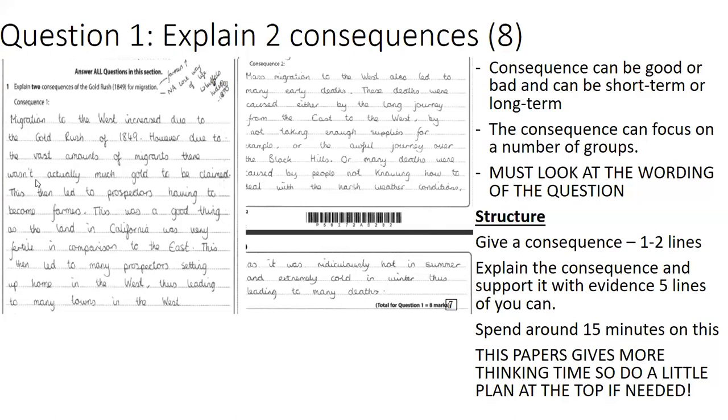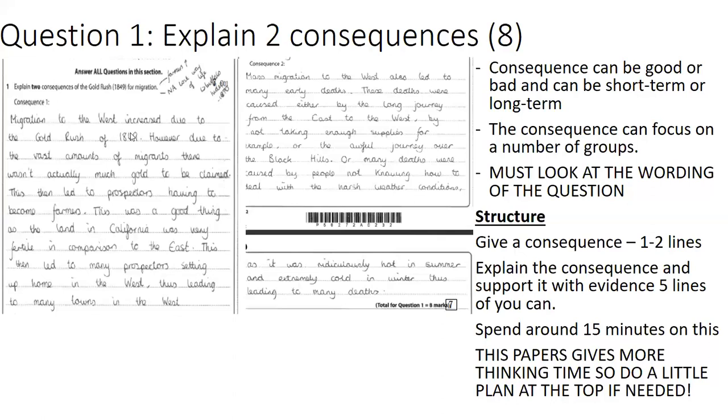I mean, they're talking here about how people failed because of the lack of gold. This was a good thing as the land in California was very fertile. This then led to many prospectors setting up home in the West, thus leading to many towns in the West. The reason this was a good response is because they talked to what it led to.